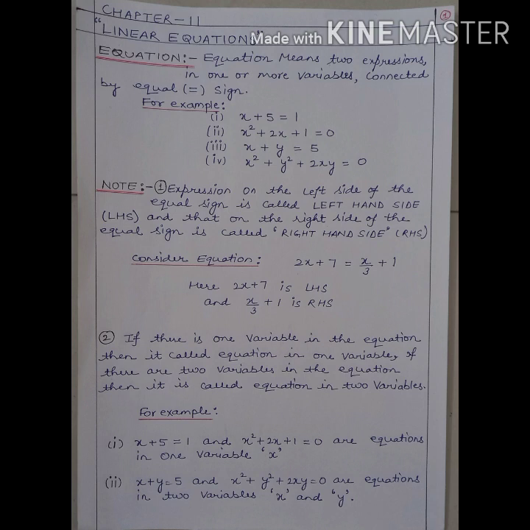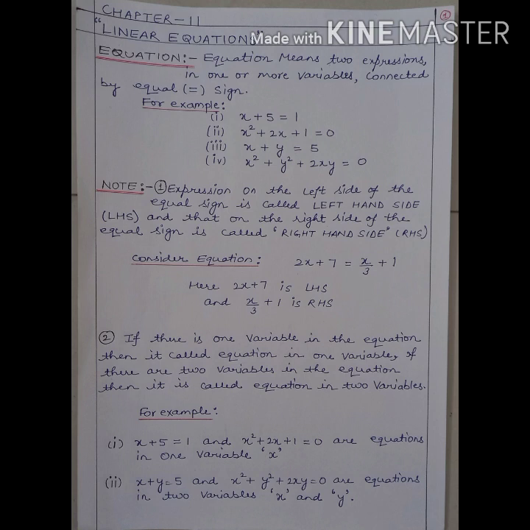And here we can take the examples. x plus 5 equal to 1. It is an equation because two expressions, x plus 5 and 1, are related with the equal to sign. Similarly, x square plus 2x plus 1 equal to 0 is an equation. Here only one variable is used. So first and second are examples of equations in one variable.